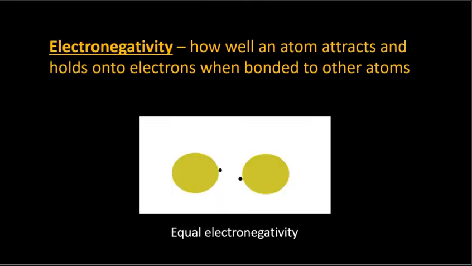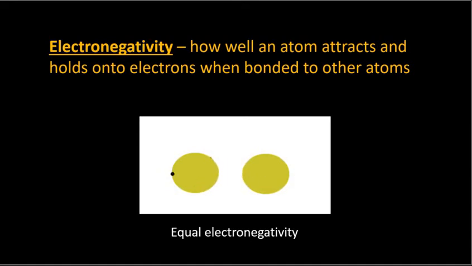Now, when we're talking about bonding, we need to talk about something called electronegativity. And this is basically how well an atom attracts and holds on to electrons when it's bonded to other atoms. Now, if you look at the image, you have 2 atoms with equal electronegativity. The little black dots are the electrons, and you can see that the electrons are spending an equal amount of time around each atom.